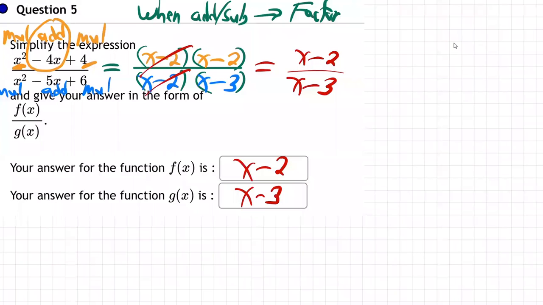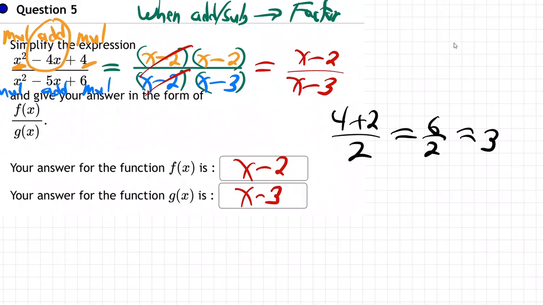Let's just do adding. What if you had 4 plus 2 over 2? Isn't that really 6 over 2, which is 3, right? 4 plus 2 is 6. 6 divided by 2 is 3. And if you canceled the 2's, now it's 4. See how that's just not right? It's just simply not true.